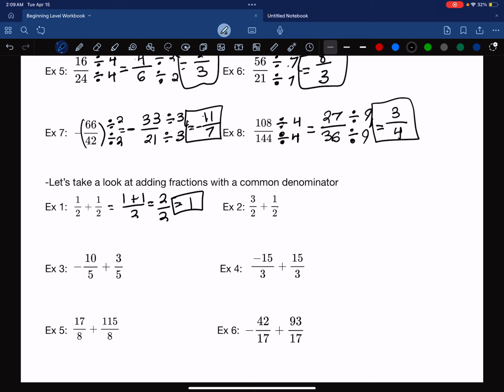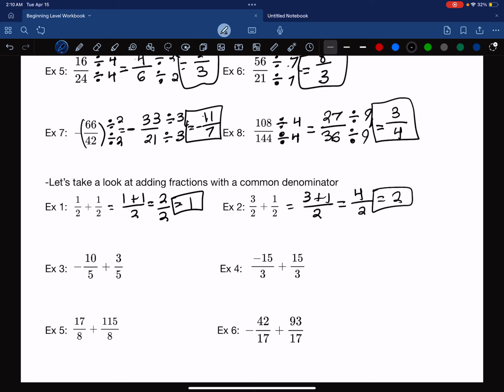Looking at our second example, we have 3/2 plus 1/2. So it's going to be 3 plus 1 divided by 2. 3 plus 1 is 4. And then we'll put that over 2. 4 divided by 2 is 2.